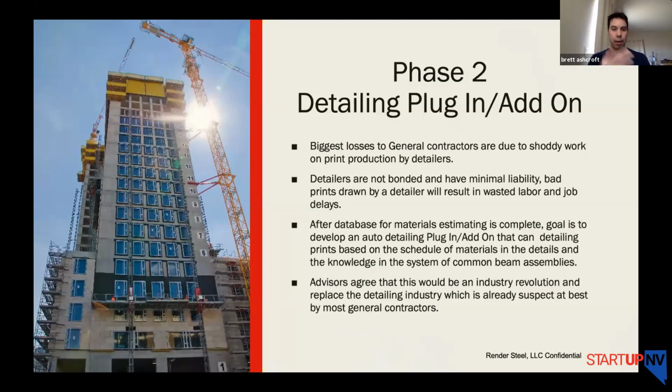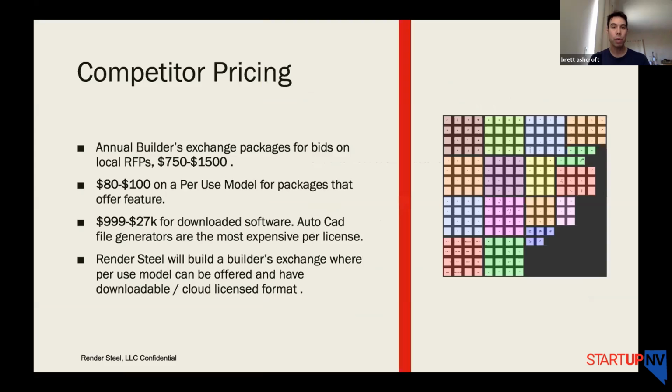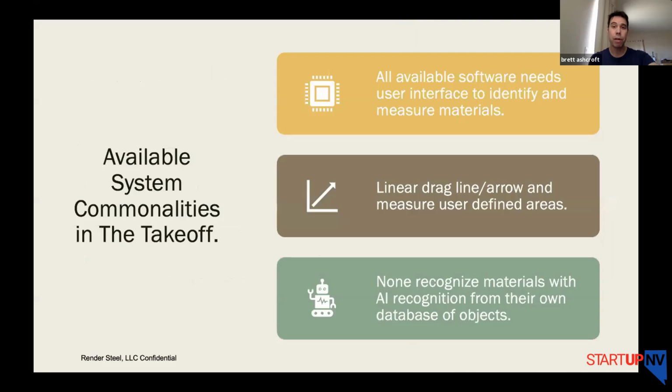So basically, as I was saying, the biggest savings are going to come from getting away from shoddy work where we don't have good detailers doing the work. That's kind of a second phase I want to touch on: to have an AI system that could do the detailing work in the future as well, automatically look at where the details go and build out that model. And then just looking at some prices, the bidders exchange packages are up to $1,500 a month, per use models $80 to $100, and then depending on the software, anywhere from $1,000 to $27,000, depending on the suite. They're all customized. So there's profitability in there if you have a good piece of software.